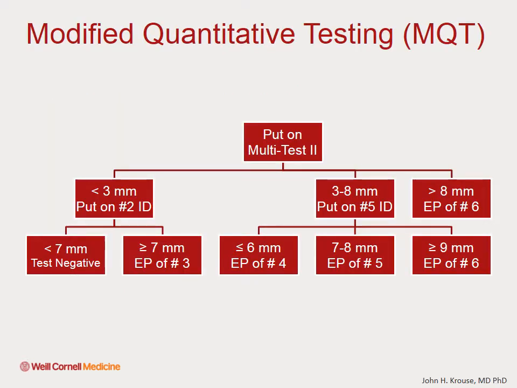So here we see modified quantitative testing, or MQT, which is one of the blended techniques. And this involves first putting on skin prick testing, so the multi-test 2, and then you measure the results of that. Based on the diameter of the wheal, that determines which dilution of the allergen is placed on in an intradermal test. So it's one skin prick test and one intradermal test, and then based on the results of that intradermal test, if you follow it down the tree, that determines what your endpoint is.